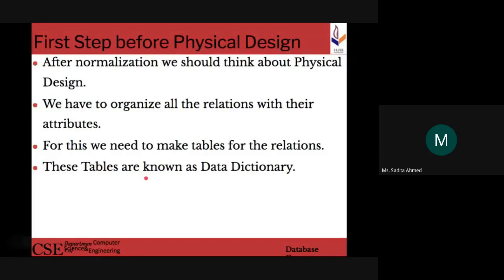So after normalization, when we start to think about physical design, that's when we create a dictionary, as we've discussed. So what do we have in this dictionary? We have tables once again, but not the same tables as the ones that we will create in the database. The content of these tables is not going to be the same, and the structure will not resemble our relational schema design either. These tables are about the tables that we will create in the physical database.